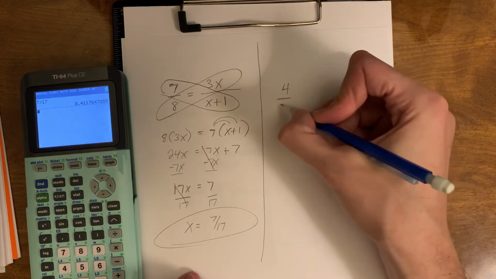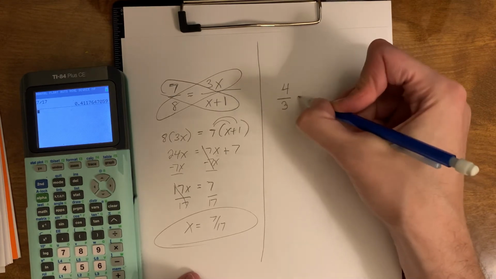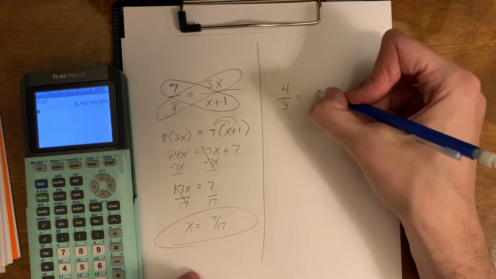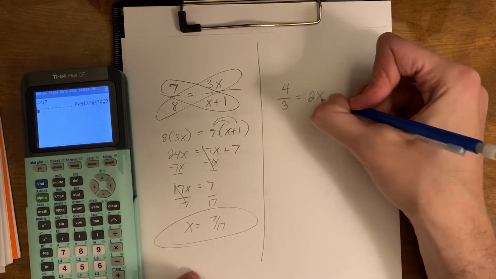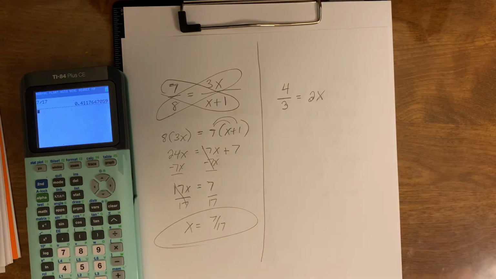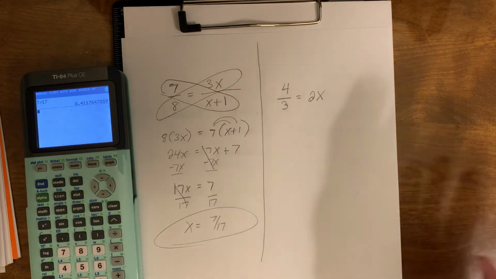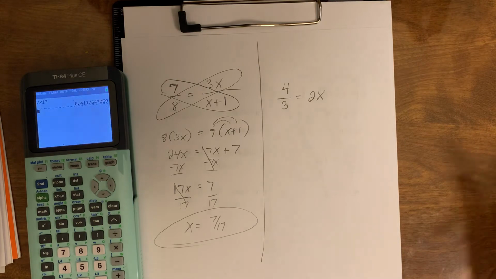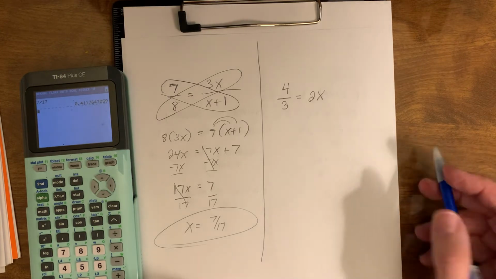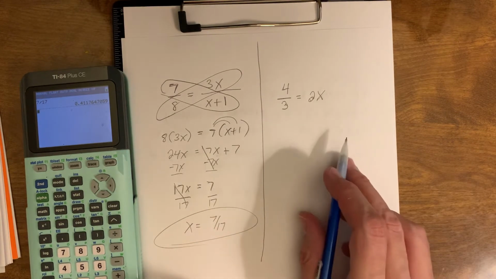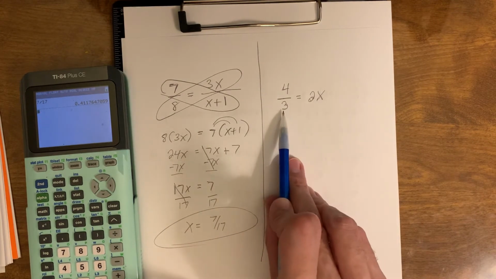We got 4/3 equals, let's say, 2x. Keep it nice and easy. I want you to clear the fraction. So again, pause, try it, and then restart when you're ready. Pause now. Okay, so in order to clear the fraction, we're going to multiply by the denominator.